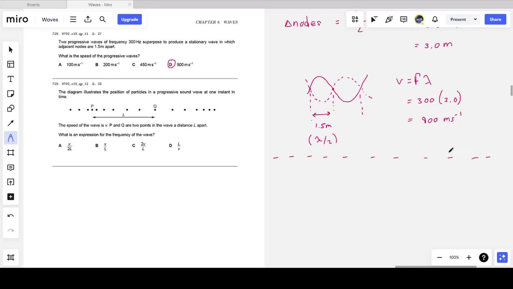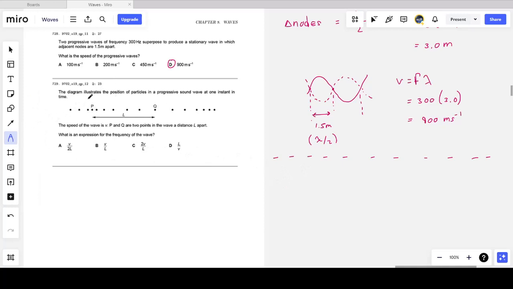Now we are shown a diagram that illustrates the position of particles in a progressive sound wave at one instant in time. The speed of the wave is v, and P and Q are 2 points in the wave that are distance l apart. We want to know an expression for the frequency of this wave. Okay, a little bit complicated. Let's draw. Well, we don't really need to redraw this diagram. Since it's drawn for us, I can just write on the diagram itself.